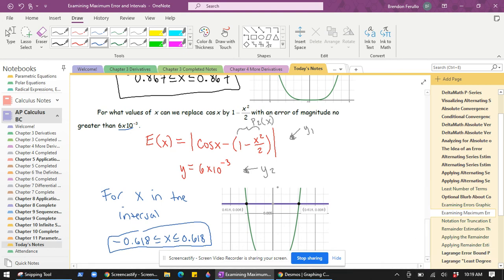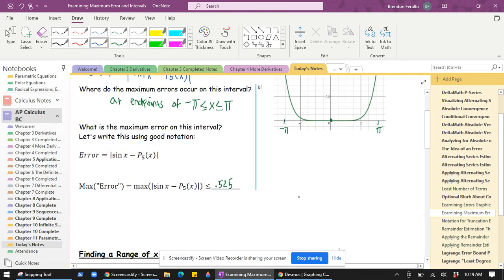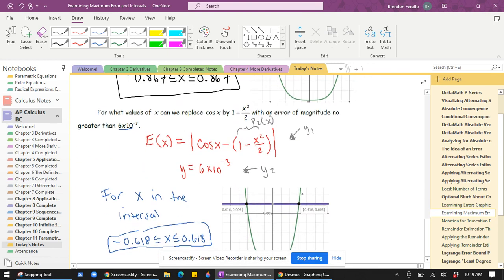In any case, this should give you an overview of the graphical ways of analyzing the error using a Taylor polynomial. And going forward, the College Board expects a more analytical way of doing it, which we will look at next.